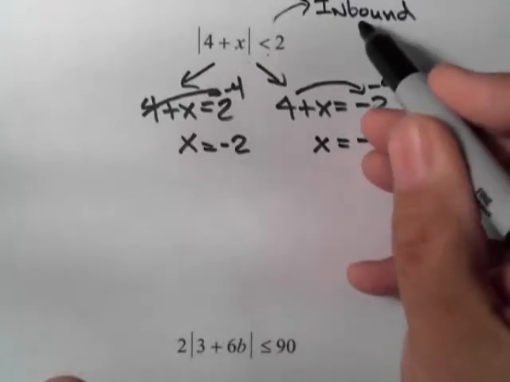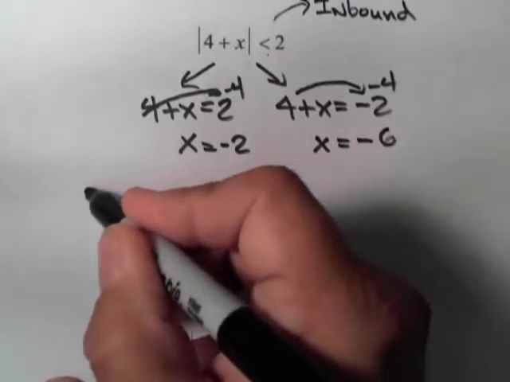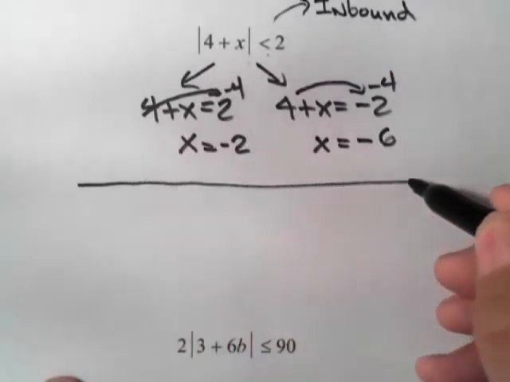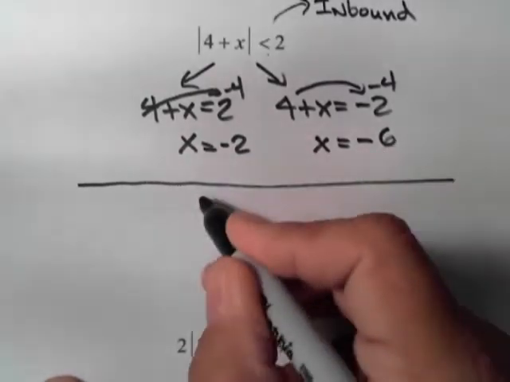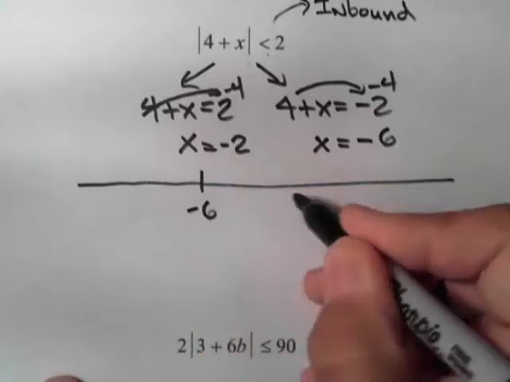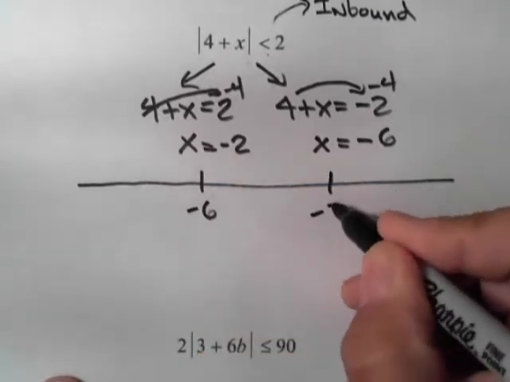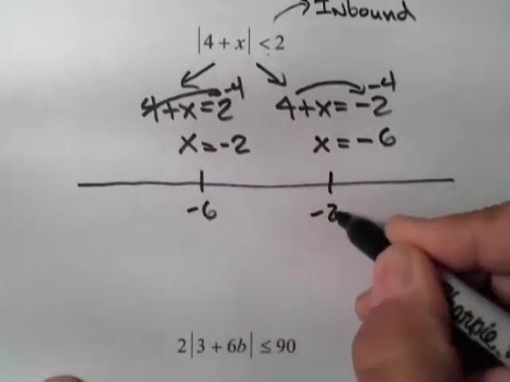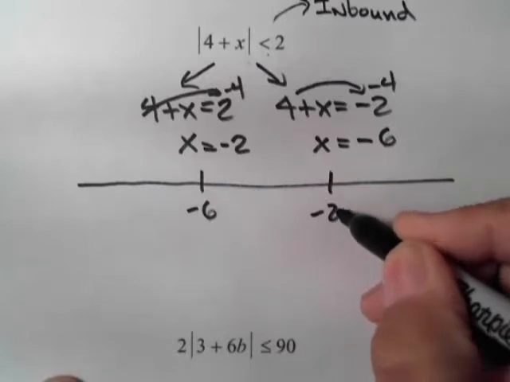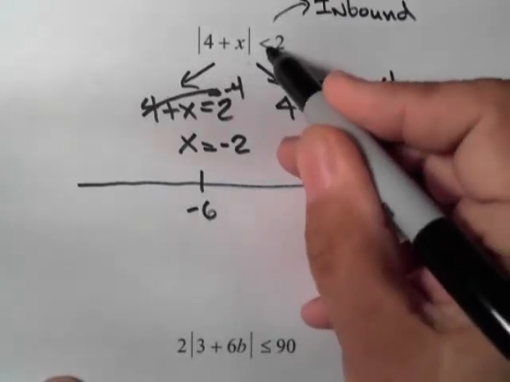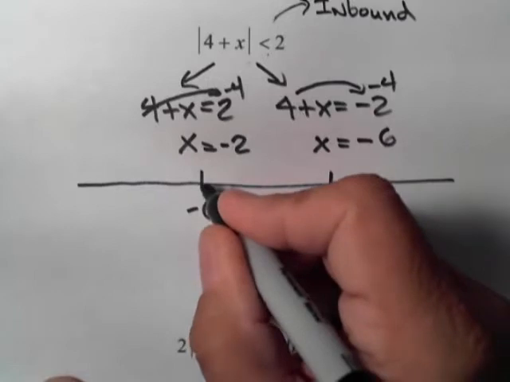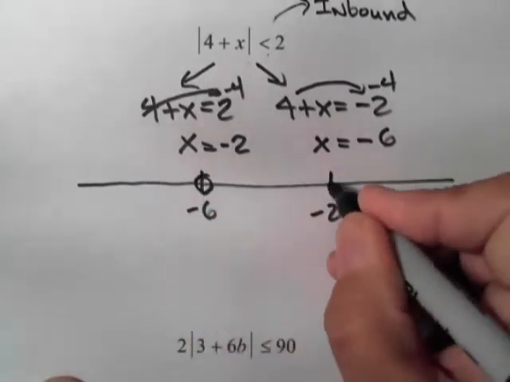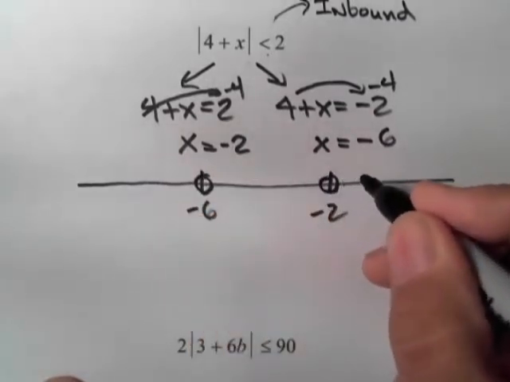We know it's an inbound, so I can just make my graph line here. Now remember, negative 6 is further to the left than negative 2, so make sure you get these in proper numeric order here. Again, no equal bar on the inequality, so that means that we use the open circles here.